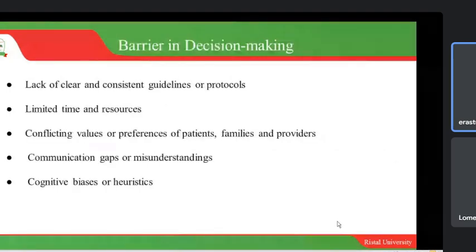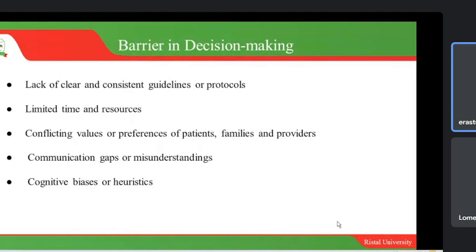We have barriers in decision making. What is going to prevent us from making the right decision? That's a critical question that we need to ask ourselves. Number one is lack of clear and consistent guidelines and protocols. Remember, we have said some of these models do not have a clear way of using them.